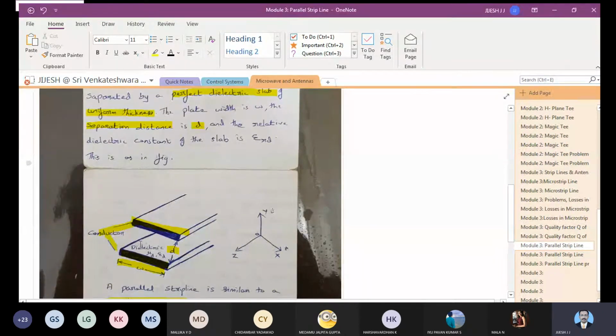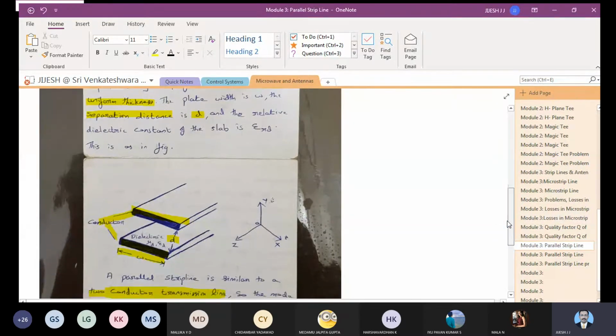You can just visualize it as two parallel strips. You can take two scales together, and in between them some dielectric material is filled. So it will look something like a parallel strip line. D is the amount of dielectric substrate present between the two strips, and the complete width of the strip is taken as W, because all these parameters we are going to use in the equations for the calculation. So we need to know all these things.